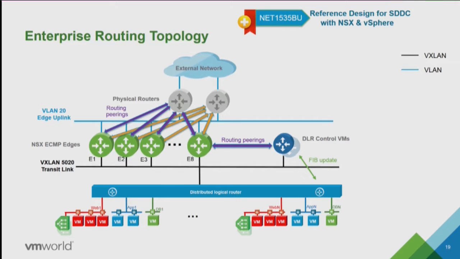So the very first one is a typical enterprise routing topology. And it's exactly what I presented during the ECMP topology. So we've got 8 different edges. It can be only 4 if you don't need that much bandwidth. But basically, all the edge nodes are in active mode. And you've got your DLR control VM and a DLR there. So that's exactly that. There's nothing different compared to the ECMP topology.